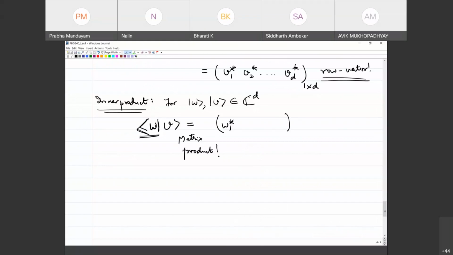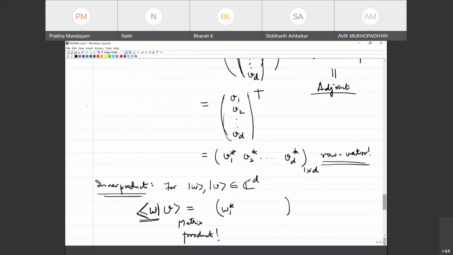So V1 star is the complex conjugate of V1, which means if V1 is of the form a plus ib, then V1 star is a minus ib. This is the notation that I'm going to use. I know maybe some people are used to using a bar on top, but for me, bar will mean a complementary binary operation: 0 bar is 1 and 1 bar is 0. So I will use star for complex conjugate.